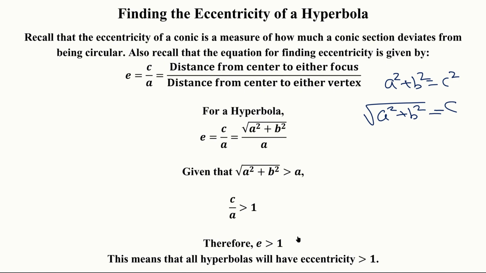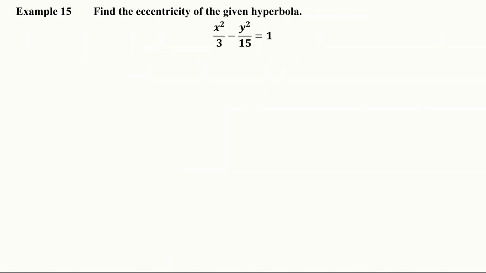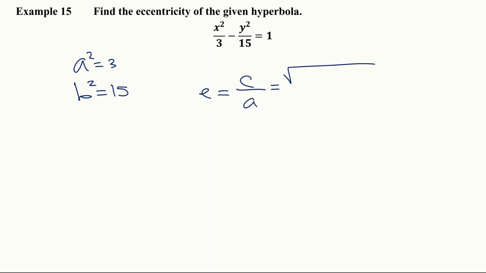Let's go ahead and actually calculate a couple, and then we'll call it the day. All right, so here's our equation. x squared over 3 minus y squared over 15 equals 1. So we have a squared equals 3, b squared equals 15. We know that eccentricity is c over a, which is going to be the square root of a squared plus b squared, over a.